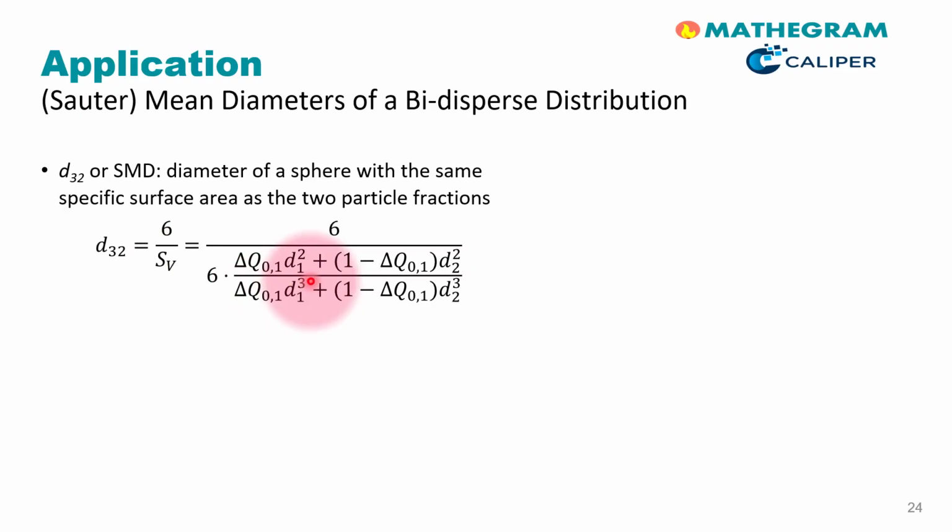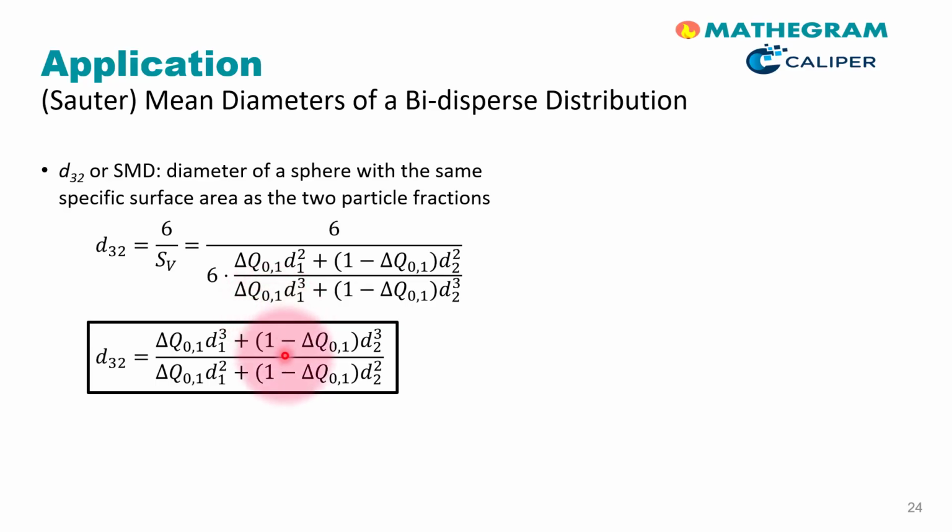Again, SV is the total surface area divided by the total volume. Both quantities are easily calculated using a number-based distribution for our example here. Note, we have removed the factor pi from this equation since it anyhow cancels out. After some math, we arrive at this equation here.